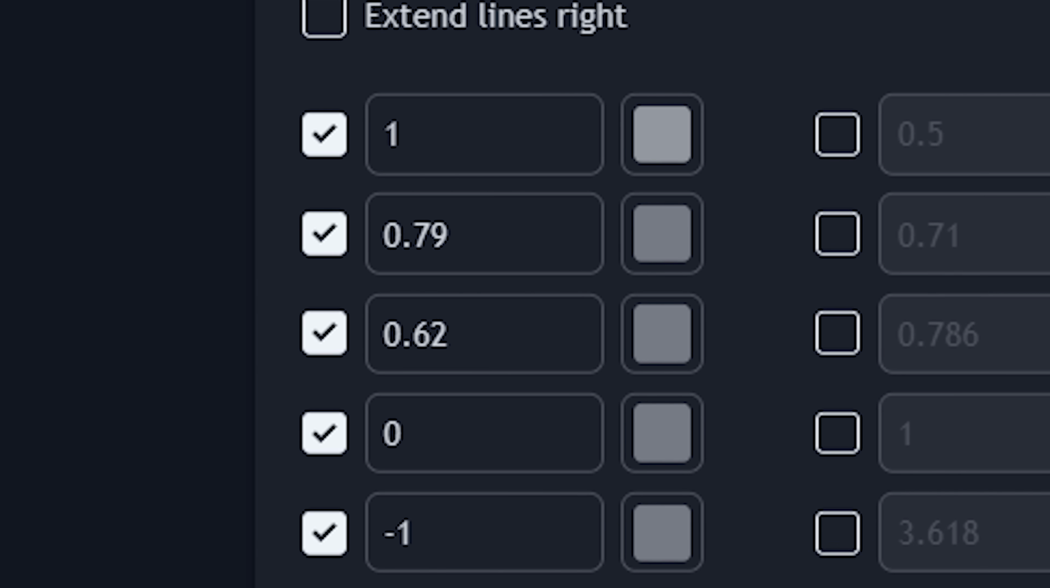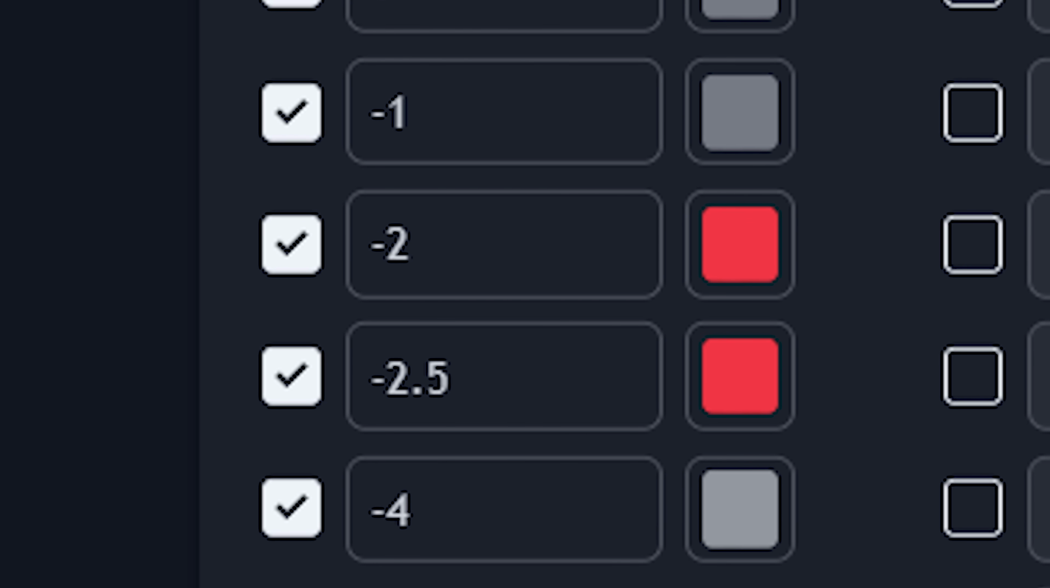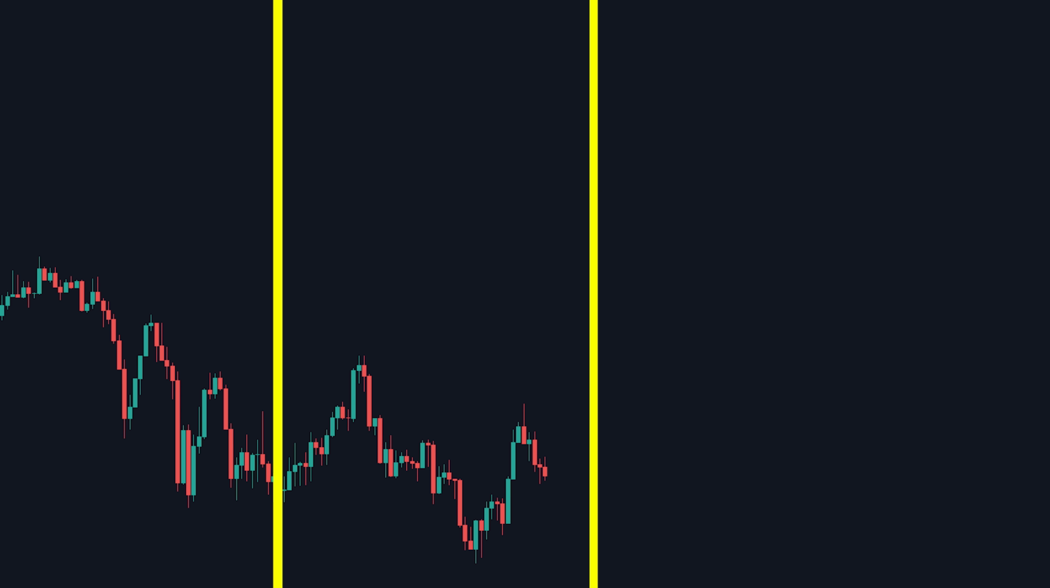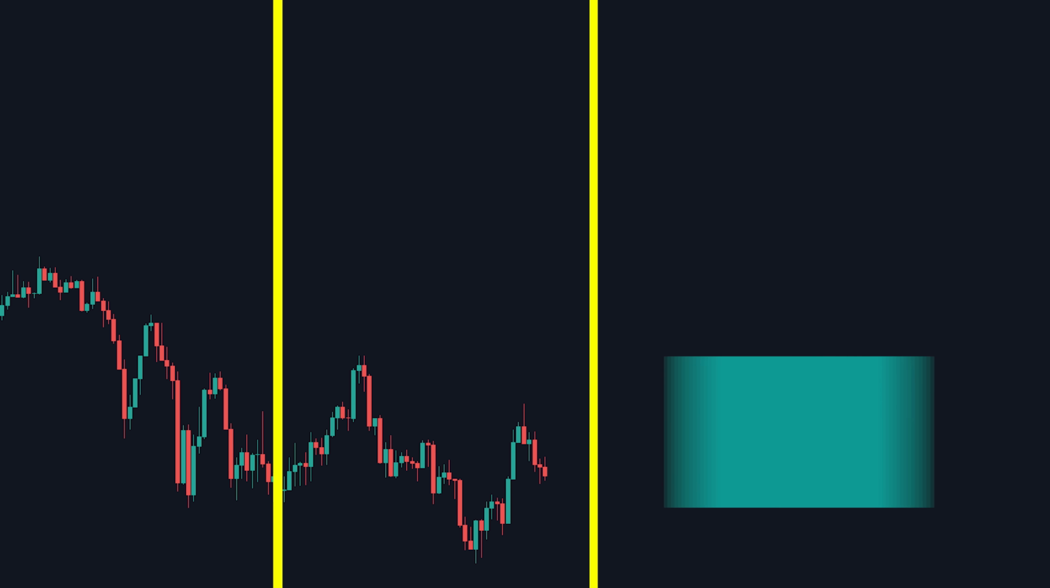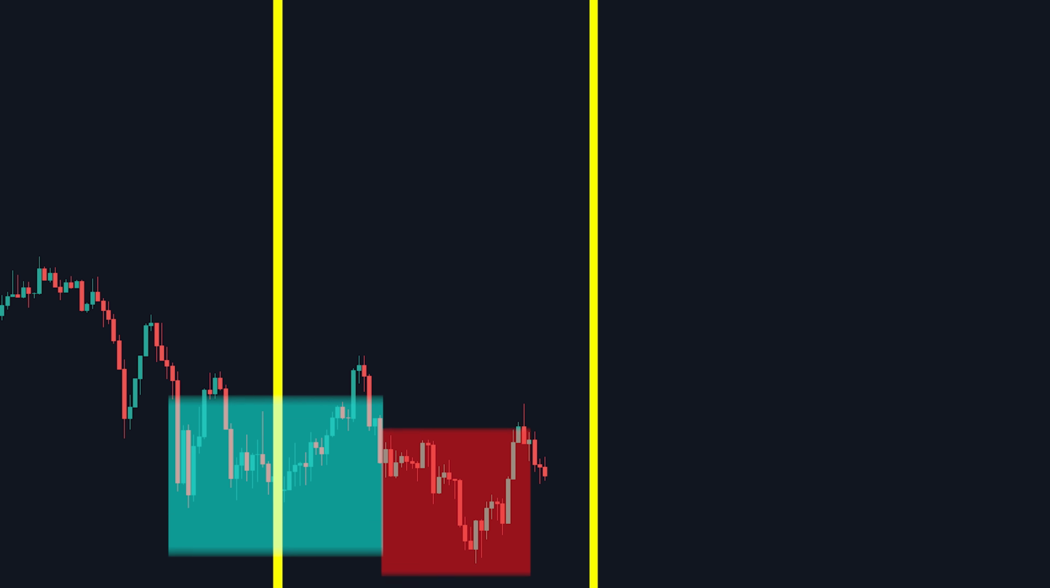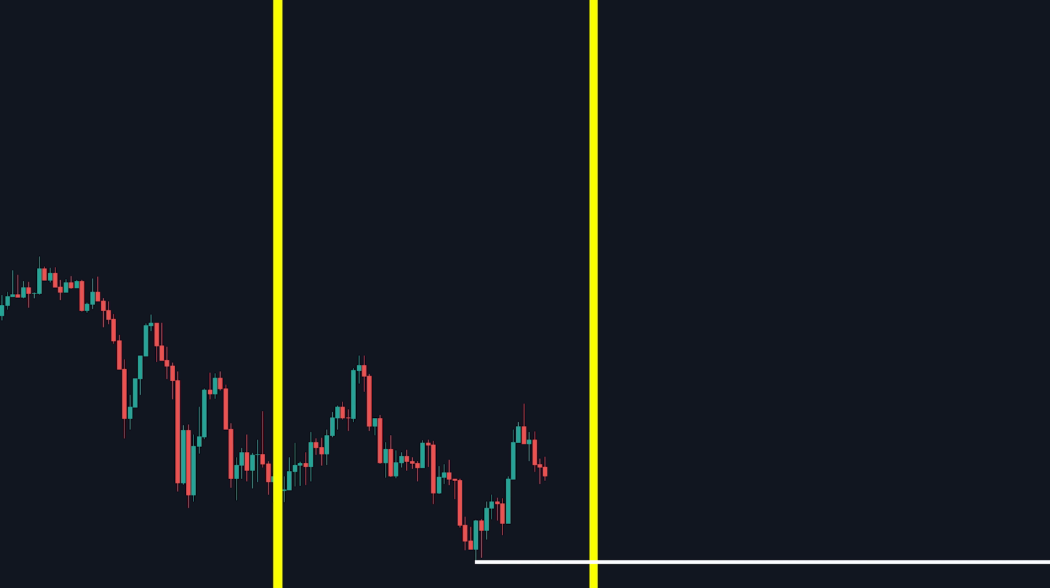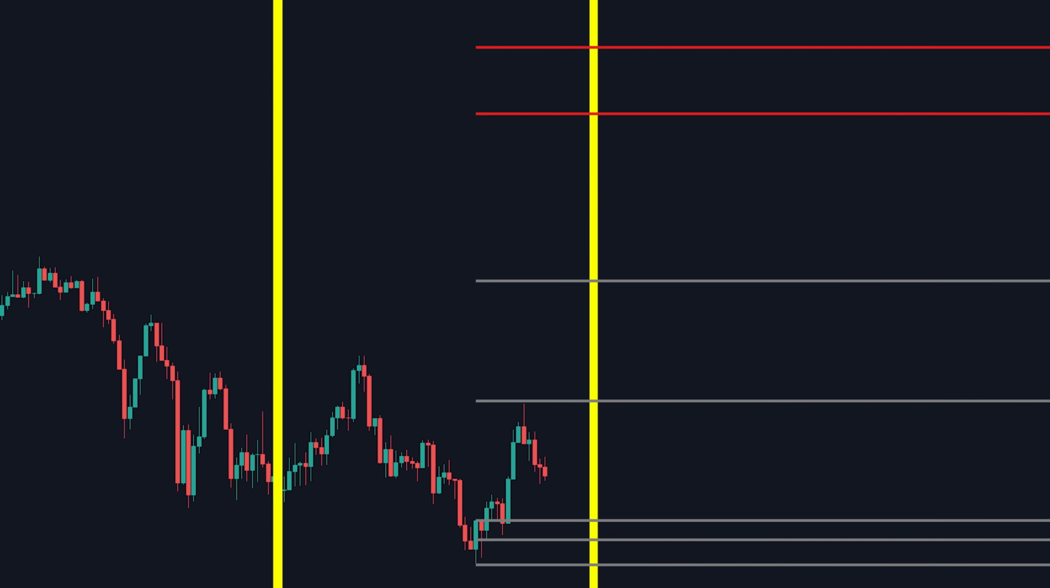Make sure all these values are gray, then make -2 and -2.5 red. This will give you something that looks like this. Now go back to our previous trade example. We still have the same setup with accumulation and manipulation, and we have price at our fair value gap for our entry. You're gonna grab your Fibonacci tool, mark from the low of the manipulation move to the most recent high. This will give you some really good levels to take profit.